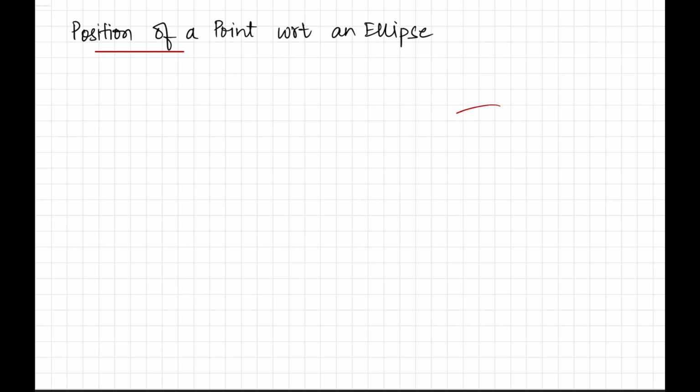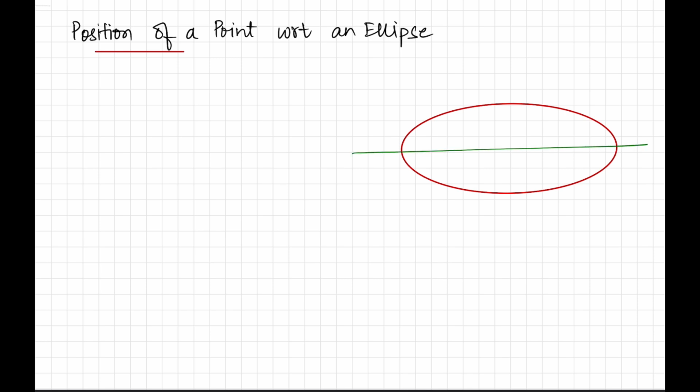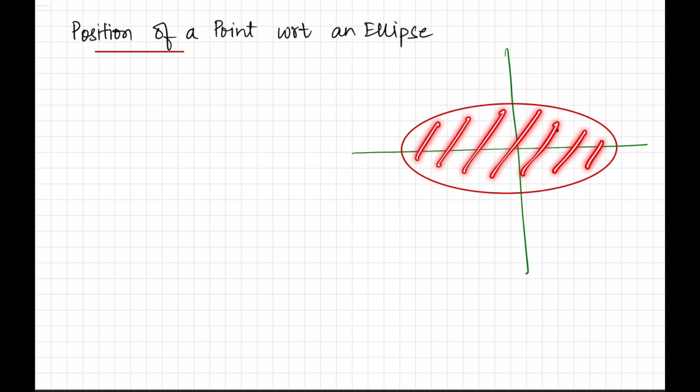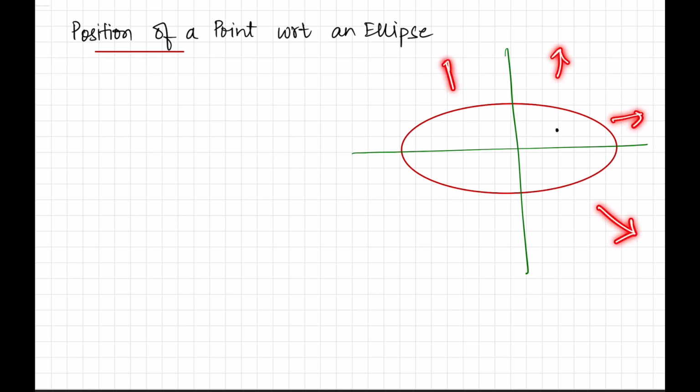So suppose here we draw an ellipse and it has two axes, one the x axis and this the y axis. If any point lies here, since an ellipse is an enclosed shape, this is a region which is called inside of the ellipse, and this is the region which is called outside of the ellipse. So how do we determine whether a point lies inside, outside or on the ellipse?